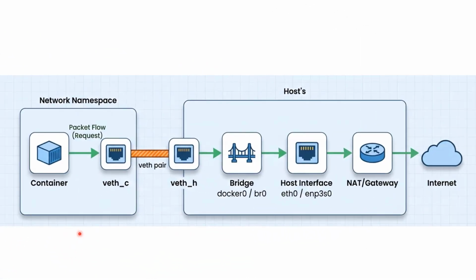Whenever networking breaks, I don't start with Kubernetes, I start with the packet. Because every packet follows a path from container to veth to bridge to host and to the internet. And if communication fails, the issue is almost always happening at one of these hops. So instead of guessing, we validate each hop one by one.